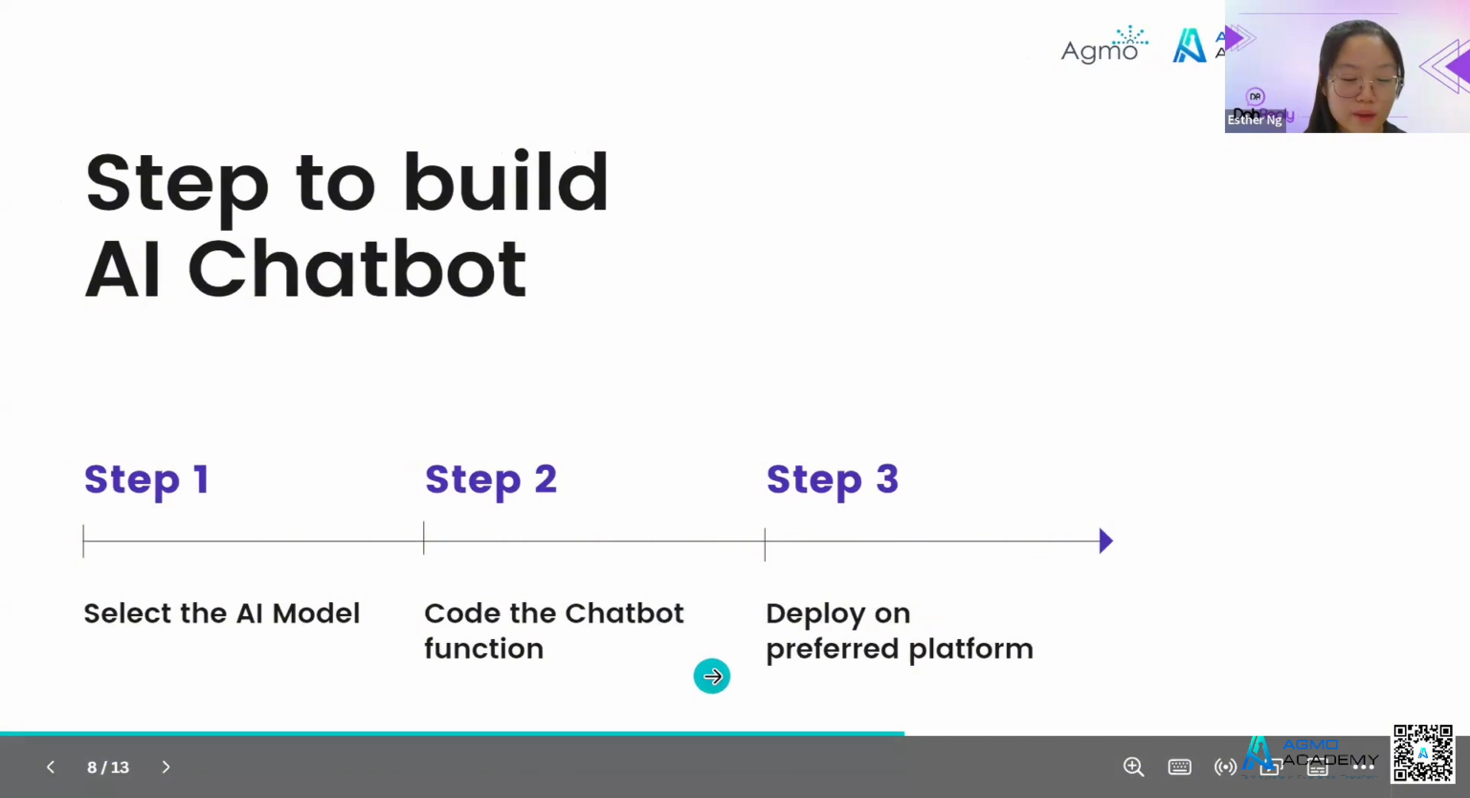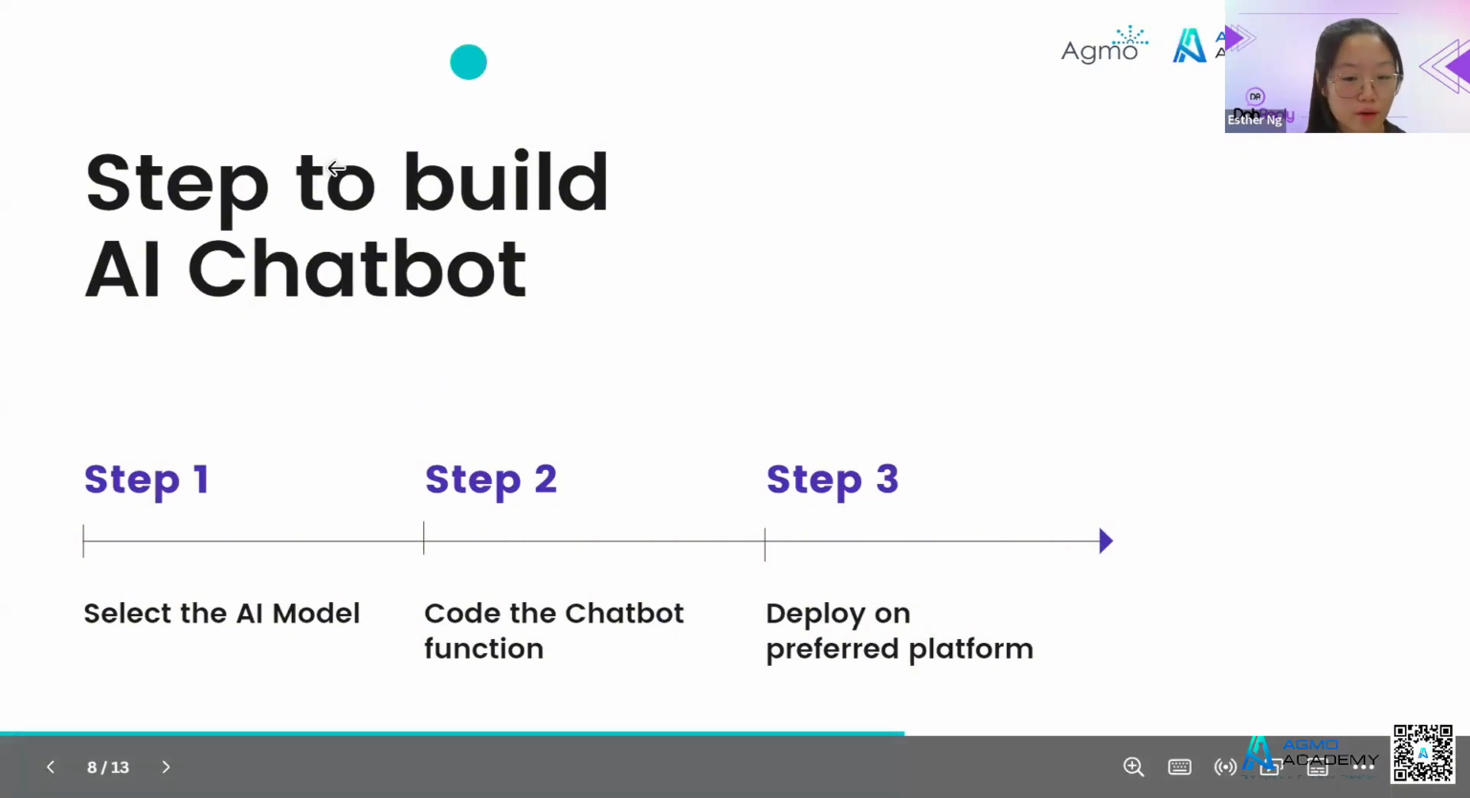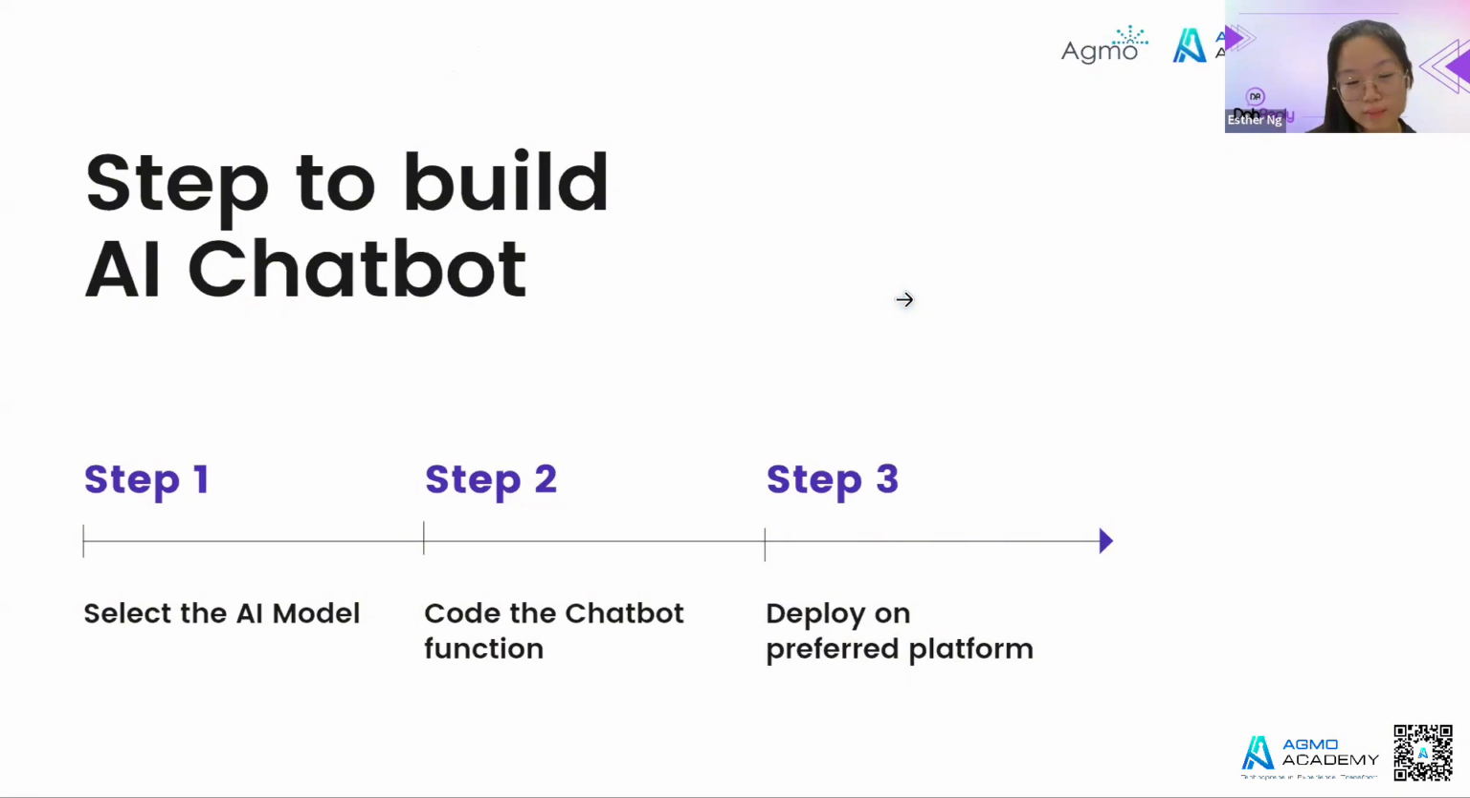The second step will be much more technical. It is to code the chatbot function. So like we said, appointment booking just now is one of the examples of a chatbot function. And a coding background is required for us to write out these functions because it's all part of technology.